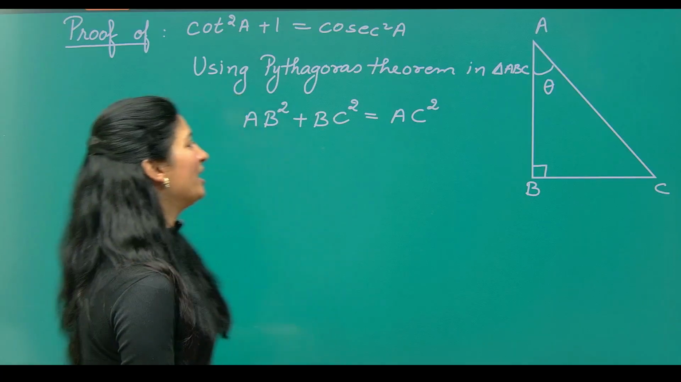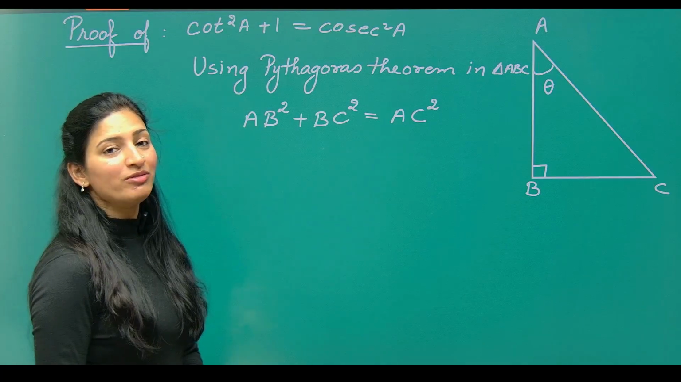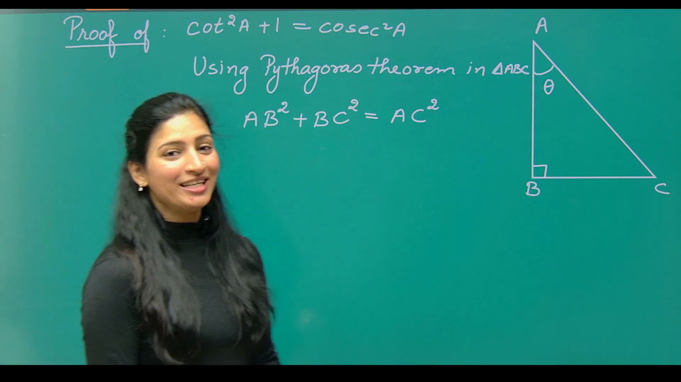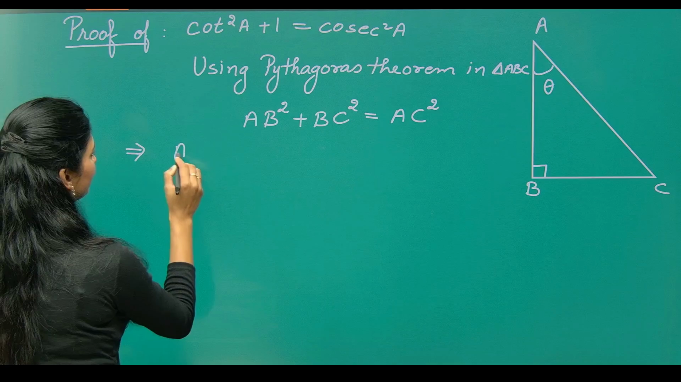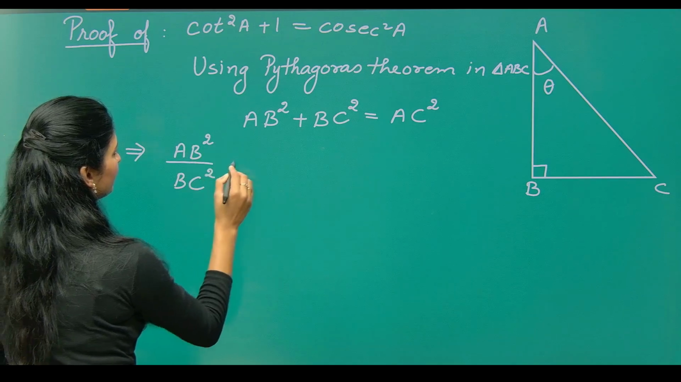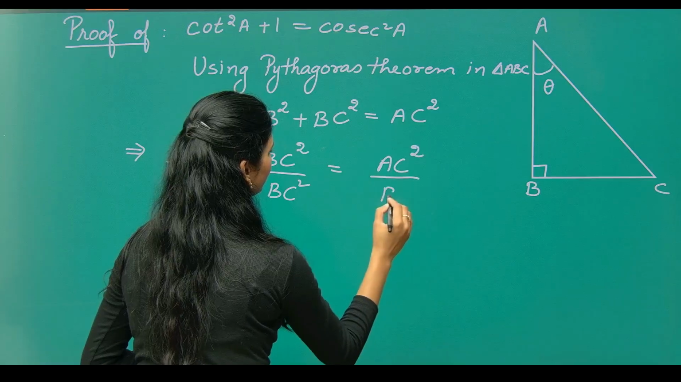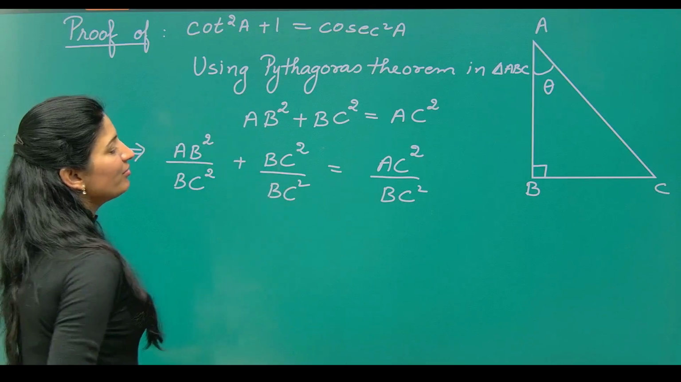Now, the whole equation I'm going to divide by BC² both on the left hand side and right hand side. Let's see what happens. Now this second term will become 1.